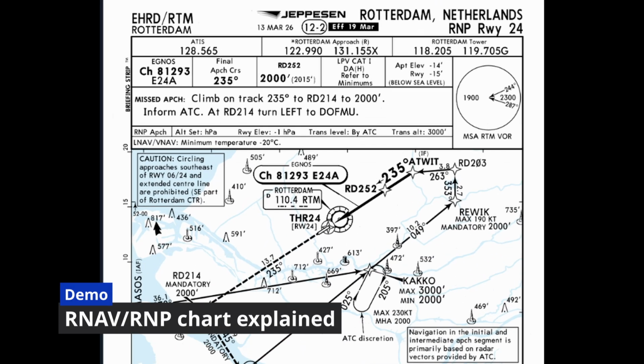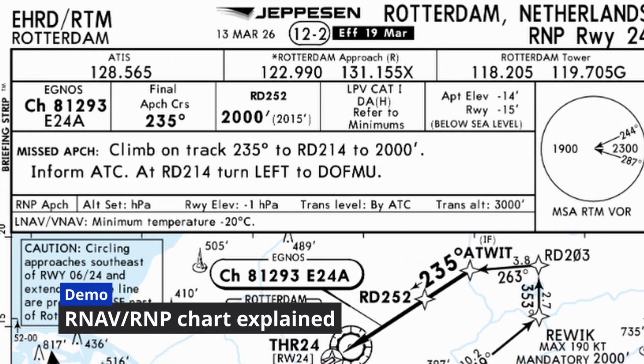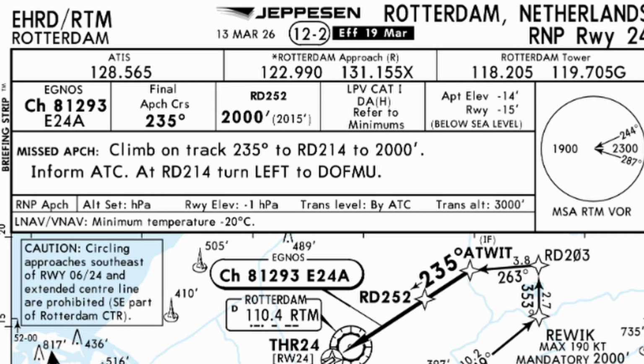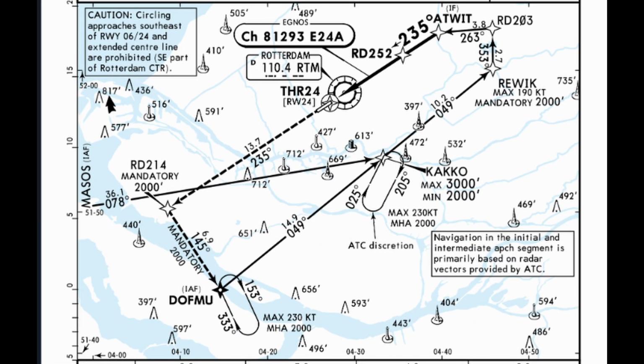So this is a chart of RNP for runway 24 for Rotterdam The Hague Airport. So let's go to it. First of all, in the center we see the route which we need to fly. In this case we can start at Dovmu and then fly to the next beacon, Kaku, Rewick, RD203, Atwit, RD252, and then the last one, which also contains that circle which we discussed earlier.